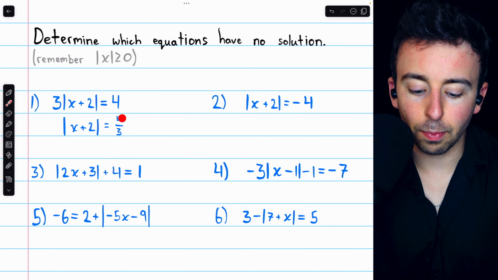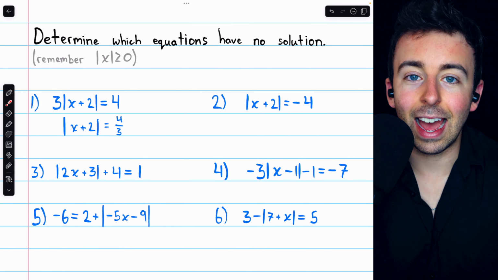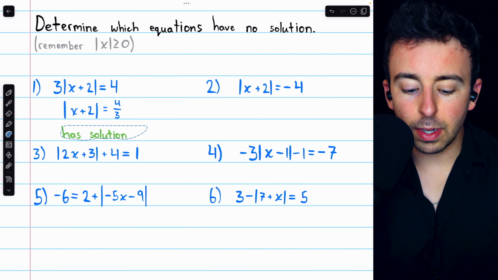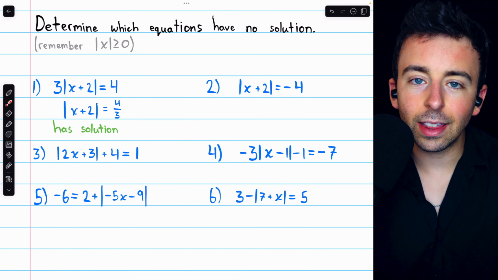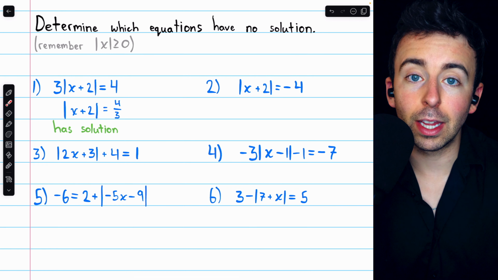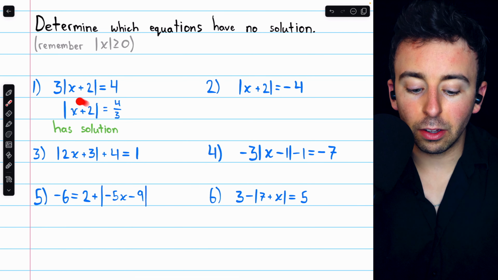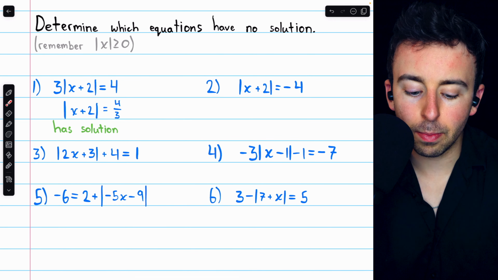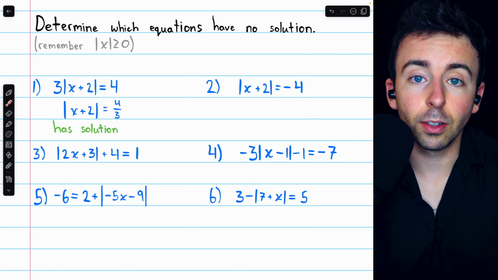Absolute value equals a positive number. That definitely has some solutions. Really, to be sure in these problems, you want to get the absolute value bars by themselves. If the absolute value expression is equal to a positive number, there's going to be at least one solution.